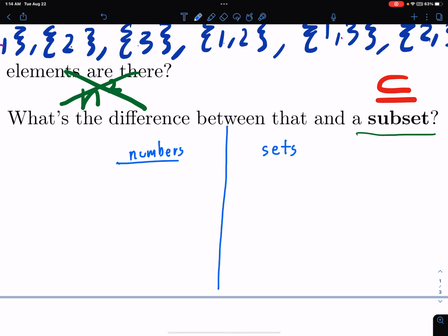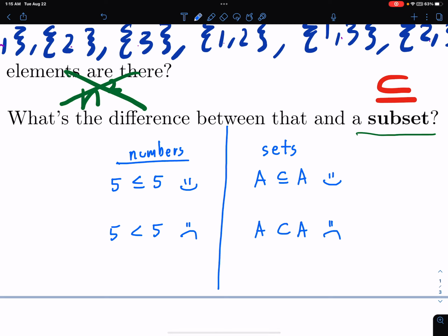Okay, so with regular old numbers, you could say something like 5 is less than or equal to 5. That's true. We're happy about that. But you cannot say 5 is less than 5, right? No, that's not true. Well, what's the analogous thing for sets? Well, you could say that a set, let's say just some random set A, is a subset of itself. Yeah, that's true. But you cannot say A is a proper subset of itself. That's not true. Okay, you know what might be throwing you guys off here is the fact that I'm using just an amorphous set here.